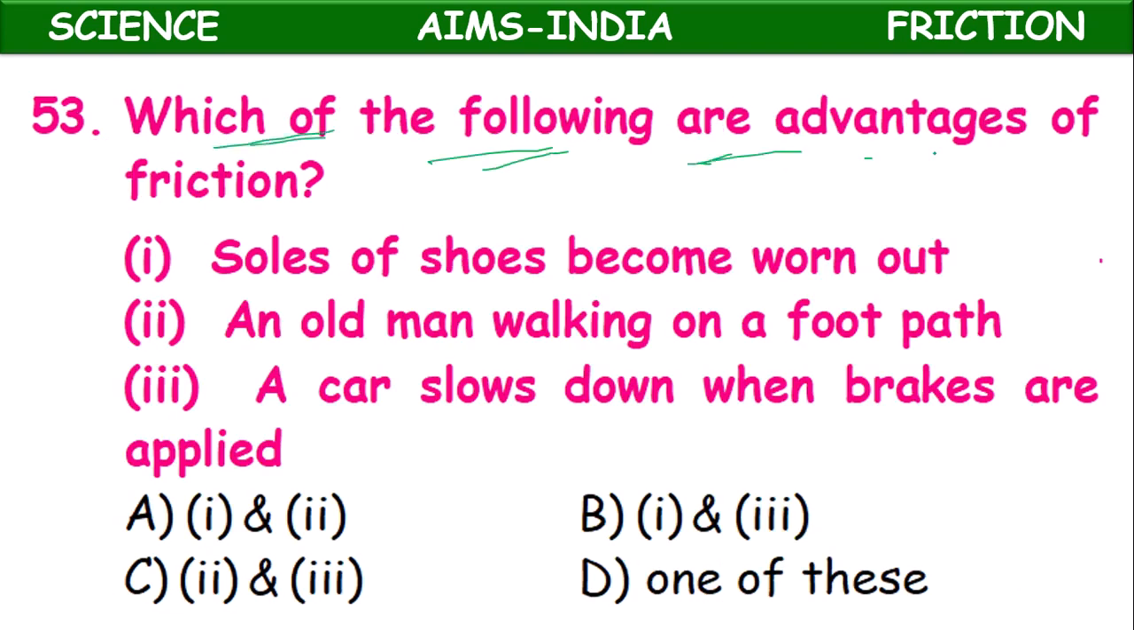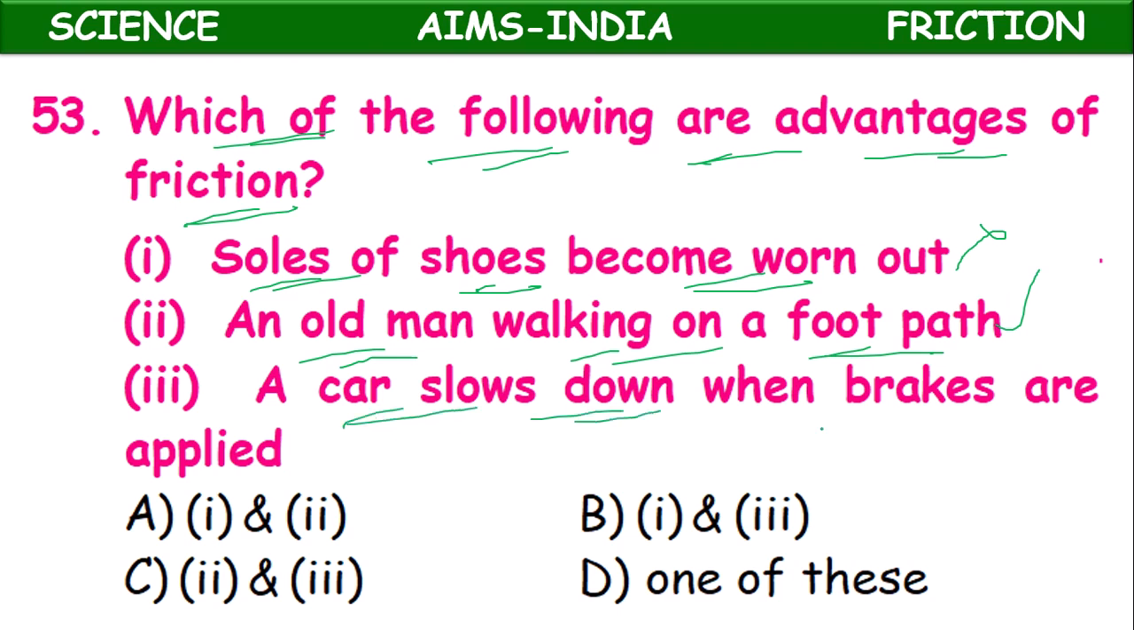Next one. Which of the following are advantages of friction? Soles of shoes become worn out. This is a disadvantage. Old man walking on footpath because of friction. Car slows down when brakes are applied because of friction. These two are advantages. 2 and 3. So answer option C.